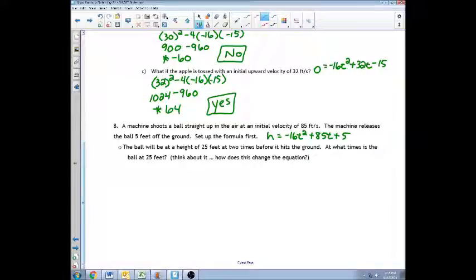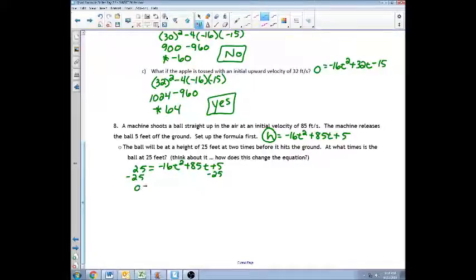Now, the ball will be at the height of 25 feet at 2 times before it hits the ground. At what times is the ball at 25 feet? So again, this h that's in my initial equation is the height that we're looking for. So in this case, we're looking for 25 feet. So I'll put 25 feet in for h. The rest of my equation will stay the same. Again, I always need it equal to 0 to start my problem.